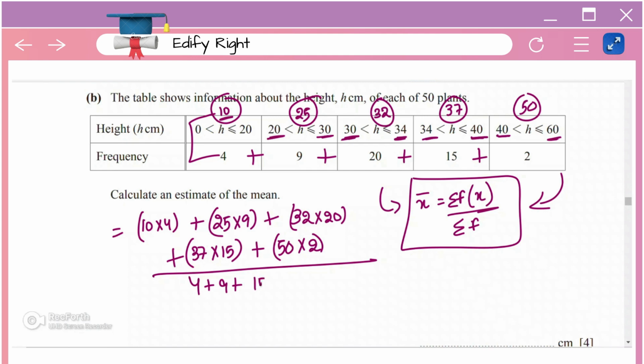So let me just write it here. That's it. Just put these values in your calculator and you get x bar, or the mean, as 31.2. So that is the value of mean over here.